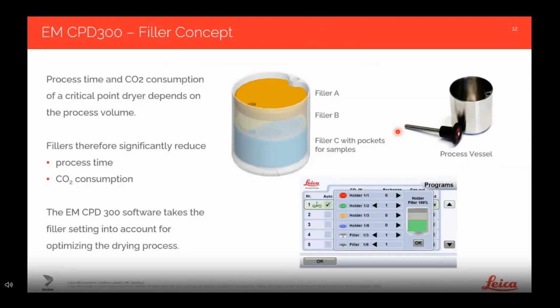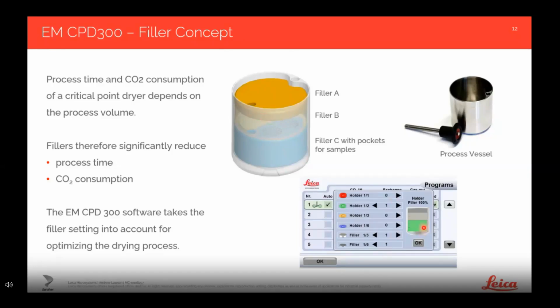Okay, I'll touch quickly on the CPD 300's filler concept. So when we're loading our chamber and loading things into our process vessel here, we can either load actively dried sample holders, things that we want to critical point dry, things that will hold samples that need drying, or we can load blank fillers. The reason we do that is this allows us to tailor the effective chamber volume for drying.